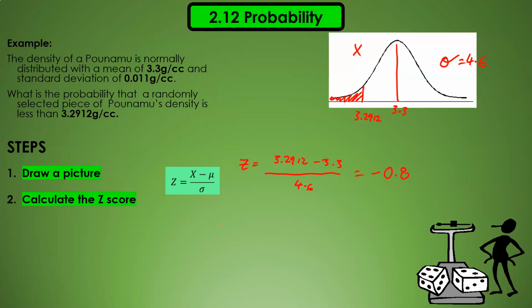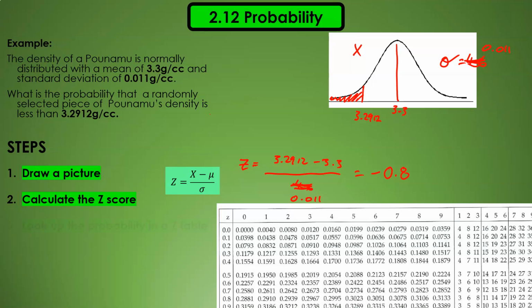I suddenly realized in my haste to get the answer that it's not 4.6 for the standard deviation, it's 0.011. It shouldn't be 4.6 up here, it's 0.011. So we should get negative 0.8 as our z-score. Looking at the chart, we get down to 0.8. It's 0.80 because there's no second decimal place. That gives us the probability, or this area, equal to 0.2881.